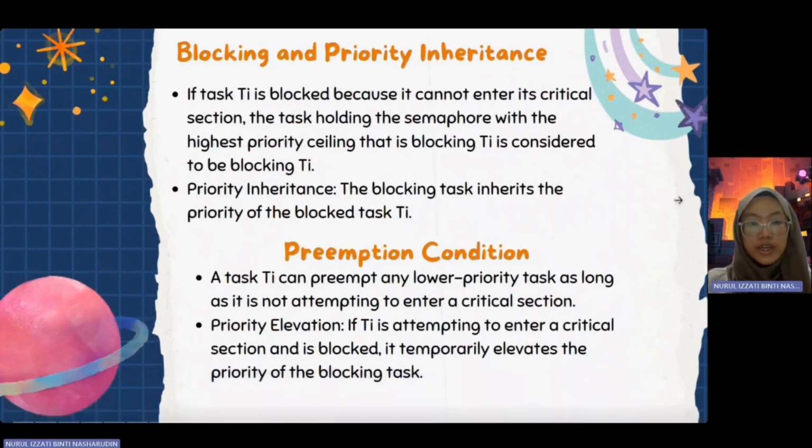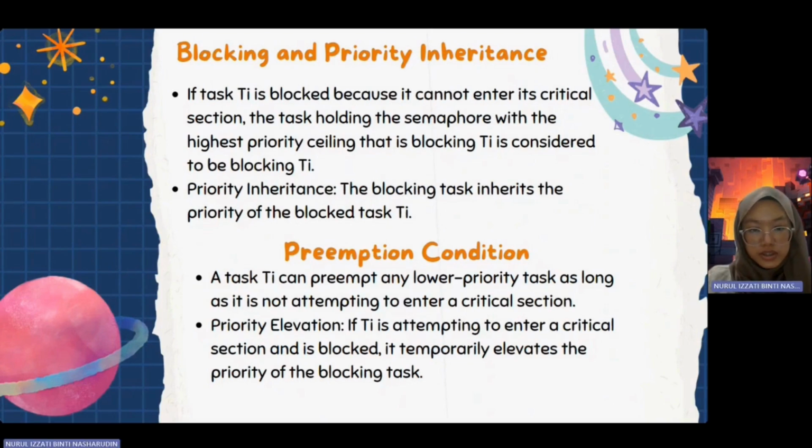For blocking and priority inheritance, if task T1 is blocked because it cannot enter its critical section, the task holding the semaphore with the highest priority ceiling that is blocking T1 is considered to be blocking T1. For priority inheritance, the blocking task inherits the priority of the blocked task.